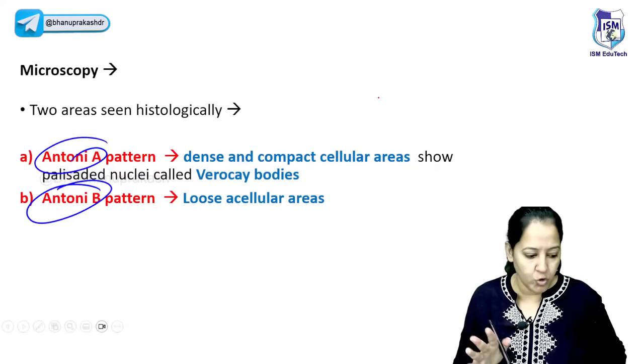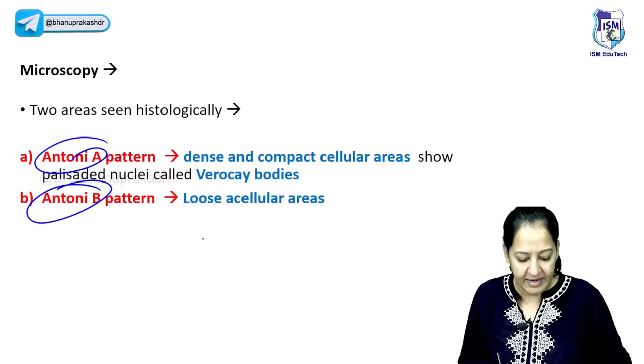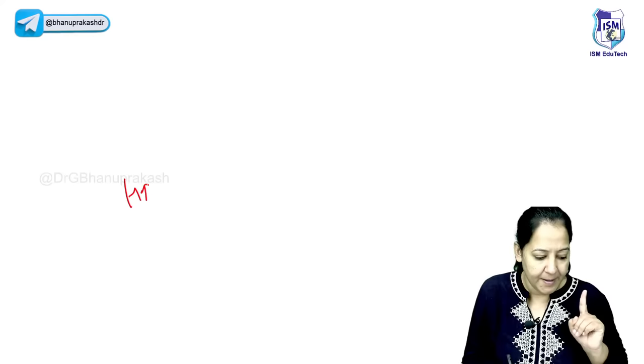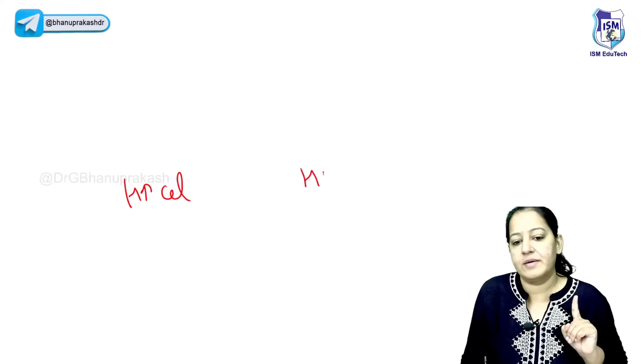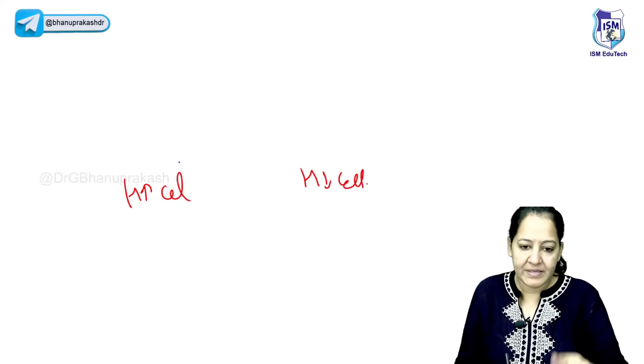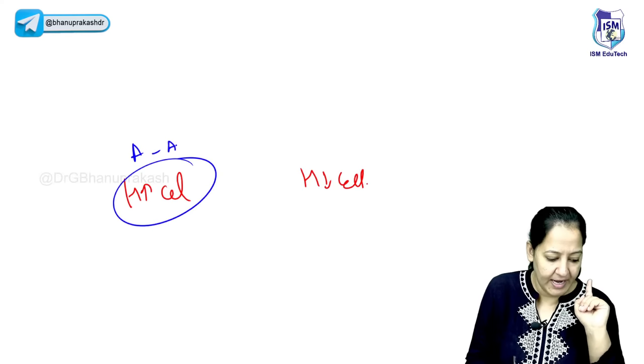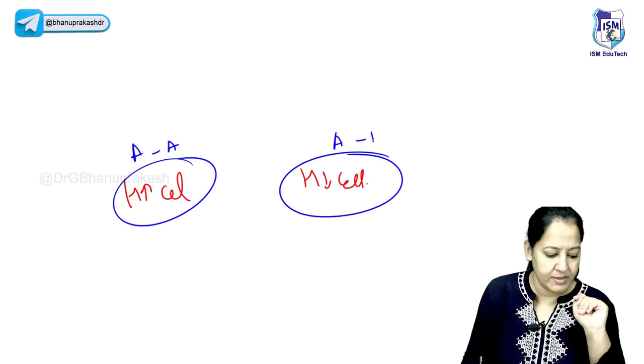So basically, schwannoma is a tumor in which there are alternate hypercellular and hypocellular areas. Hypercellular areas are known as Antoni A and hypocellular areas are known as Antoni B.